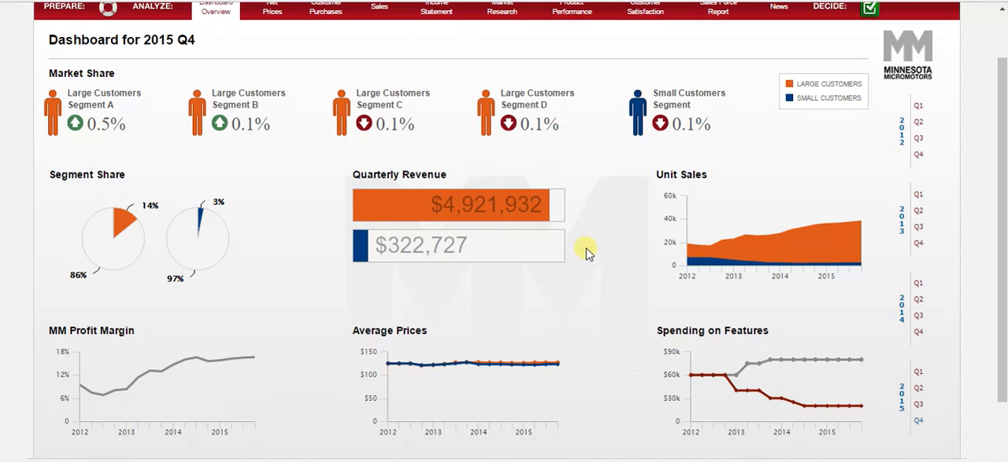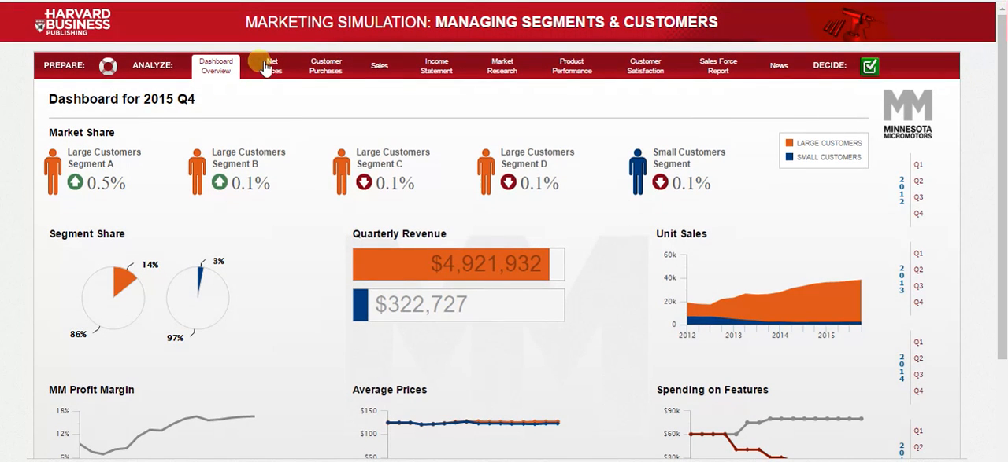Here's my quarterly revenue for each. Here's the scale of unit sales. My profit margin, as you see, continuously increases. Average price tends to bounce here and there until I figured out exactly what I wanted. And here's my spending on features. As you see, my power to size, I spent a lot more on my thermal because that was my primary focus as far as making sales went.